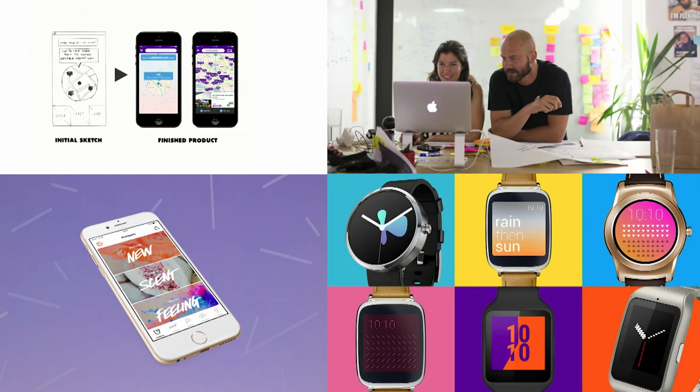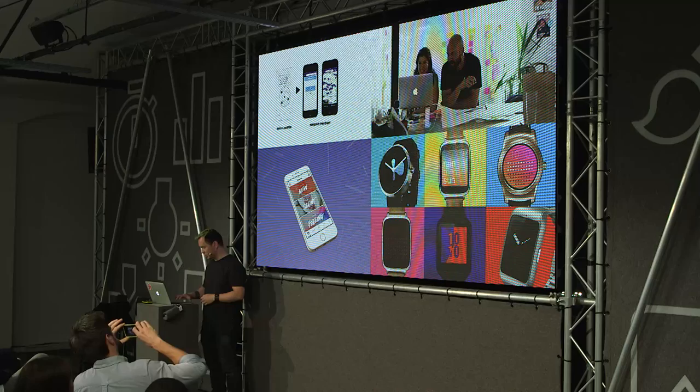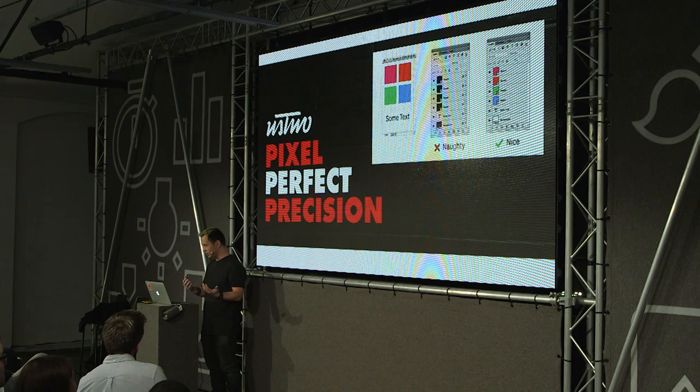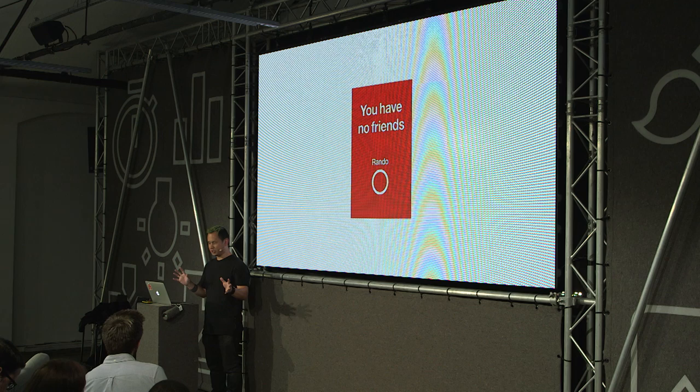But aside from our client work, we do a lot of projects and initiatives on the side. We do joint ventures. In the case of Wayfinder, we're working with the Royal London Society for Blind People to create an app that helps people navigate urban spaces by themselves. We produce documentation for free, like Pixel Perfect Precision, which is a tool to help digital designers. And we create own IP apps, like Rando, the anti-social photo sharing app, which is no longer available because of a Russian hacker.